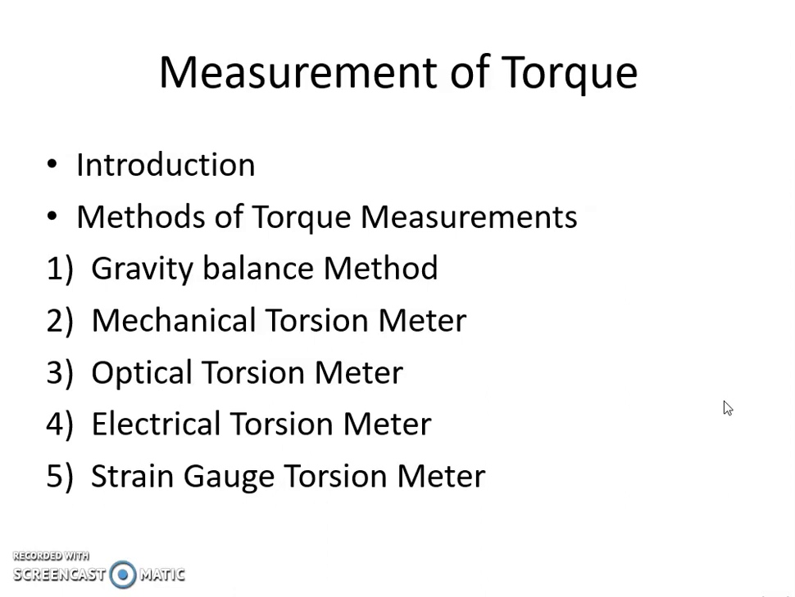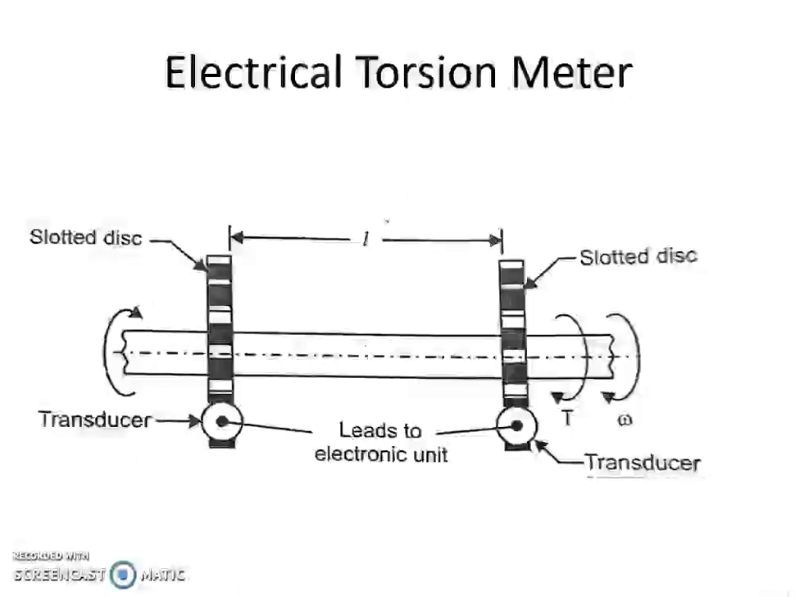Now there are different methods used for the measurement of torque. They are the gravity balance method, mechanical torsion meter, optical torsion meter, electrical torsion meter, and strain gauge torsion meter. So these are the devices or methods which are used to measure torque. Now let us discuss the electrical torsion meter, which is used for the measurement of torque.